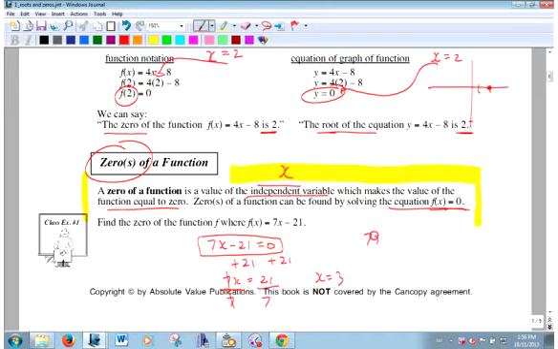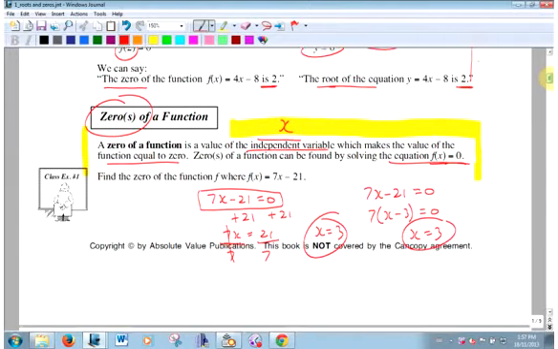Is there another way to do this? Yeah, we kind of did this too, didn't we? Could I factor out a 7 here? When is that 0? When x is 3. Same thing. You want to do them like that? Feel free. Okay? So, that's a 0.